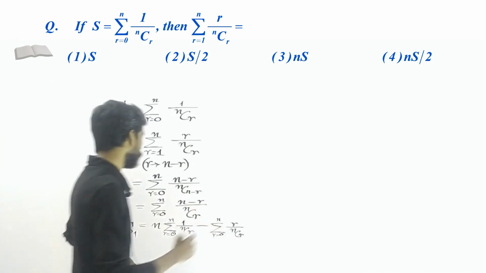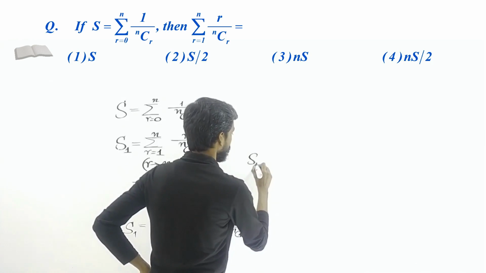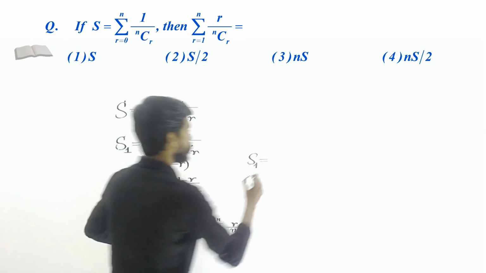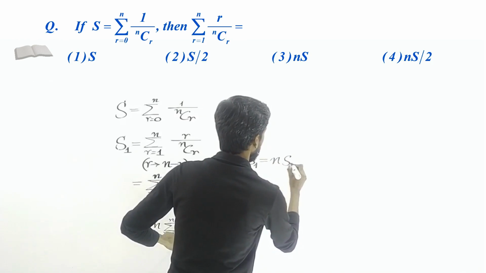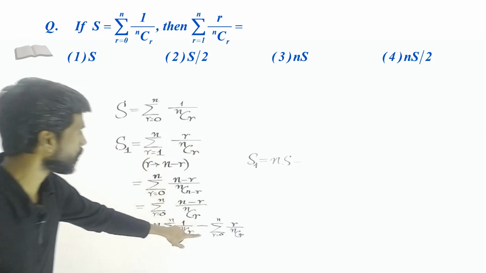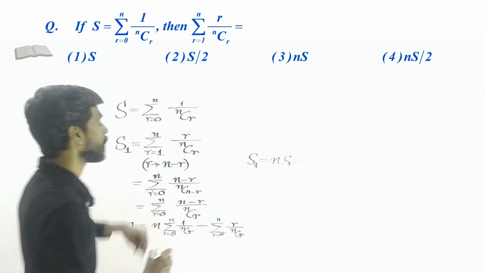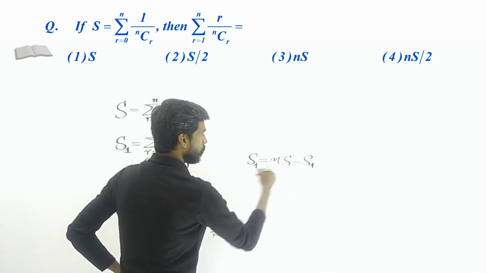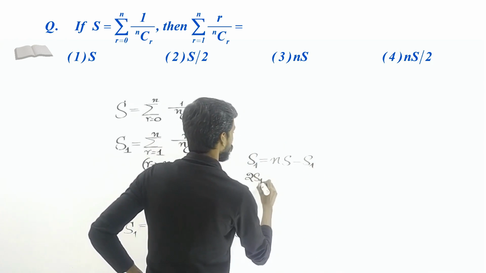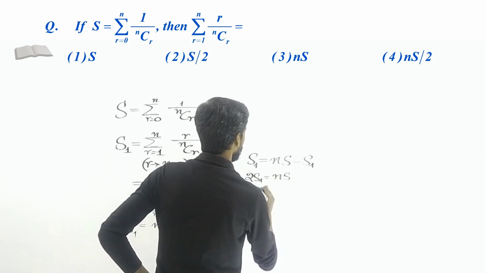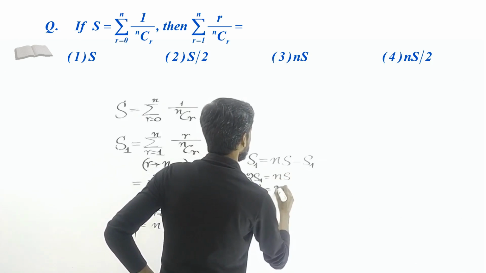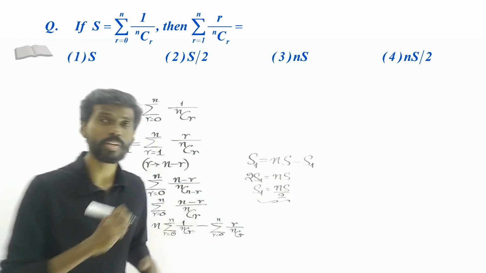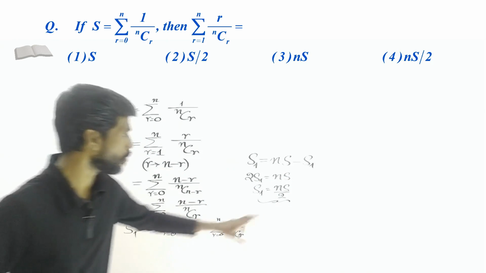So what do you get? S1 equals n multiplied by S, minus, again this expression is the same as S1 only, so that can be substituted here. Then we can add these two and bring it this side. So 2S1 equals nS. That gives you the value of S1, which is nS divided by 2. So that is the value of S1 in terms of the given series whose value is S.